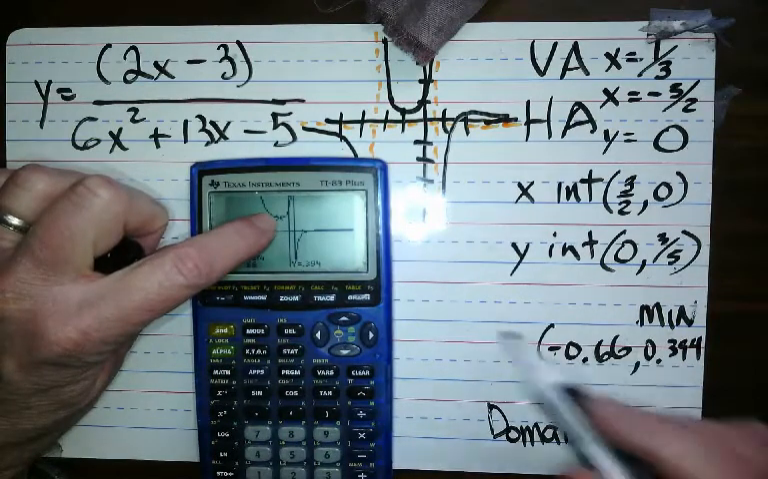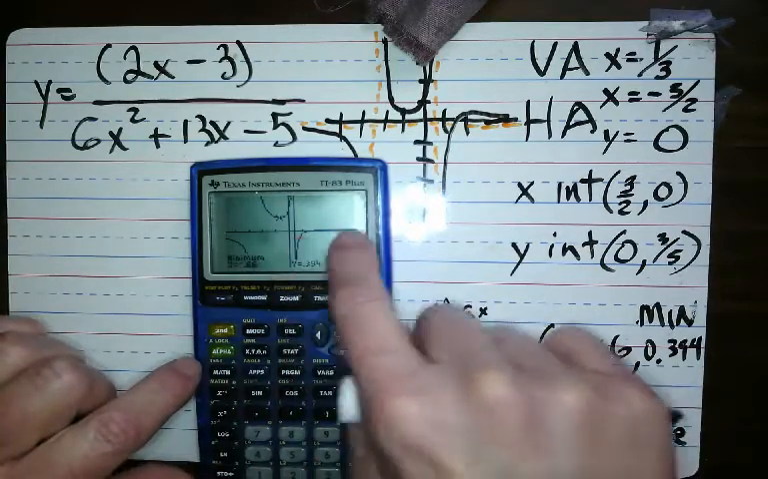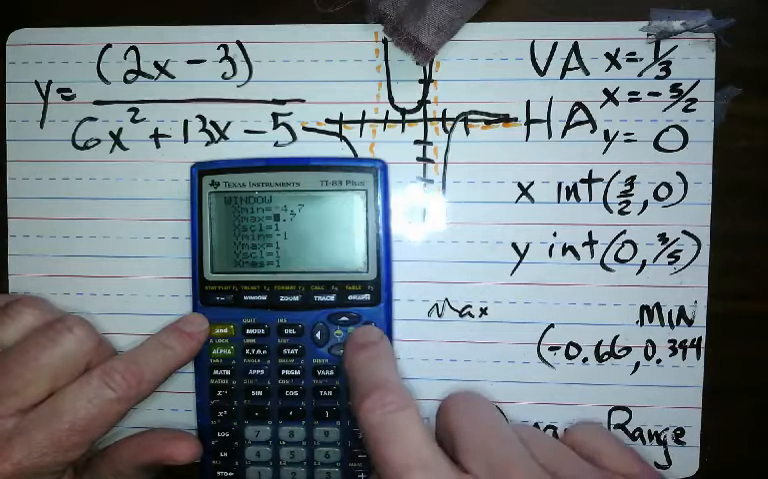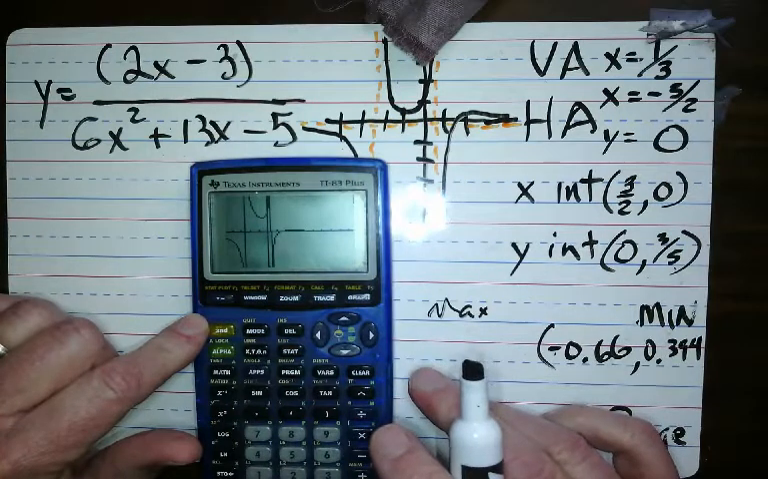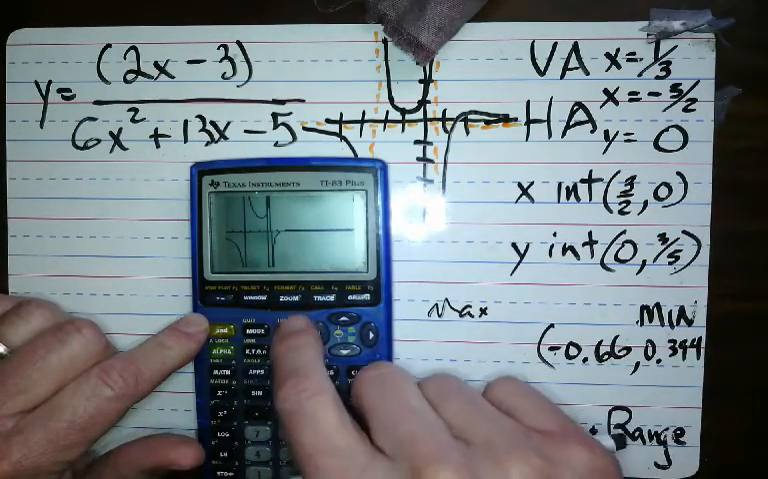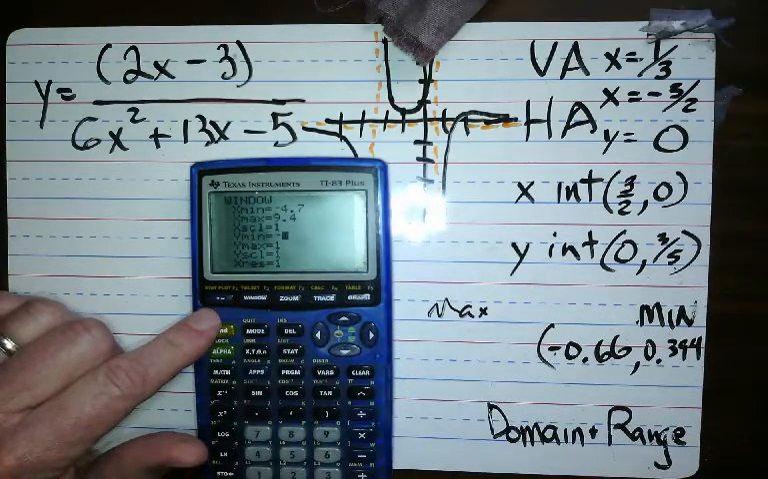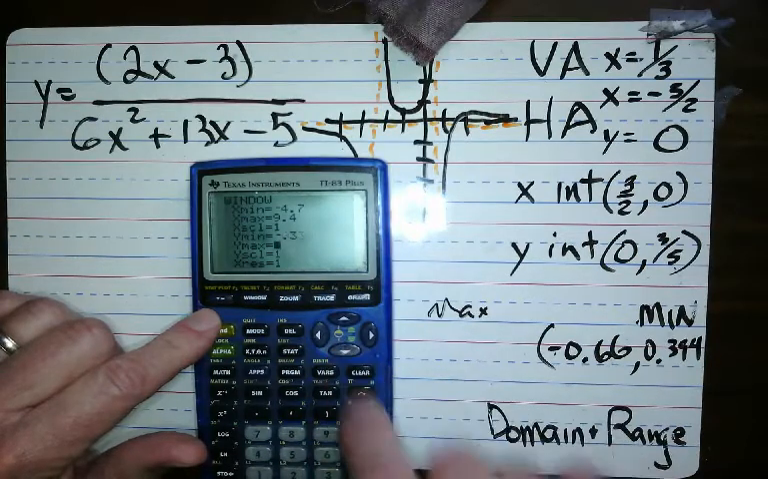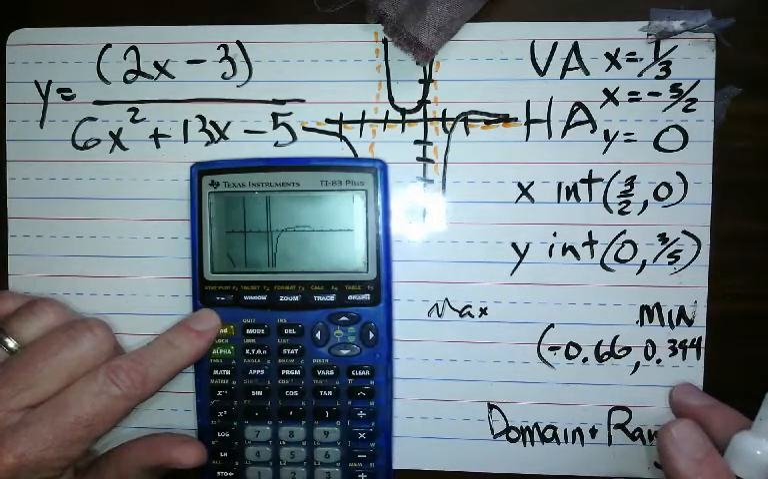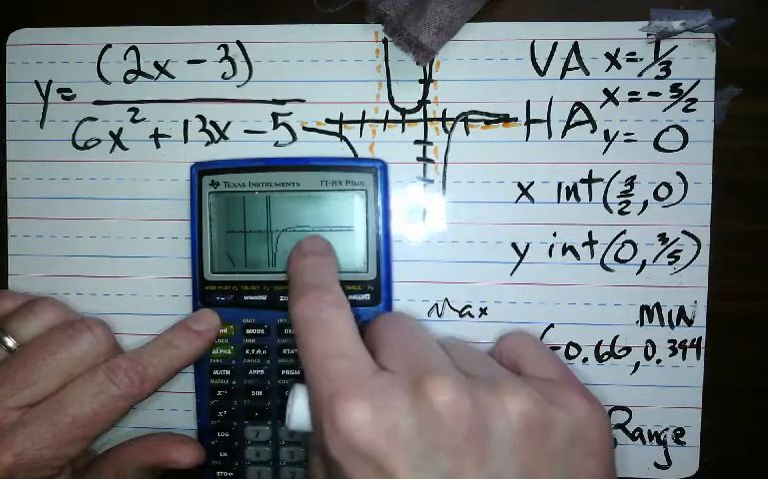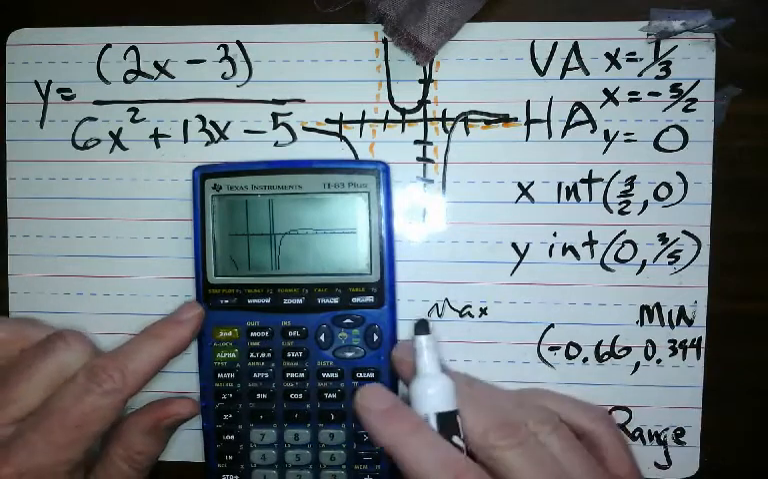Okay, well, what's the maximum? Well, the maximum happens over here somewhere. In fact, it might happen over here. So let's make it a little bit wider. And then I'm going to zoom back in. I'm going to go back down to negative 0.3 and positive 0.3 and see what I see. Okay, so I can see there's a little bump, right? There's a little bump. Can you see that? A little bump.